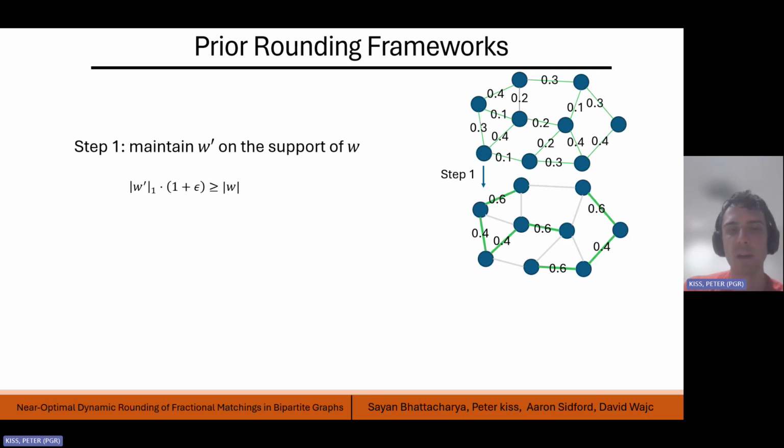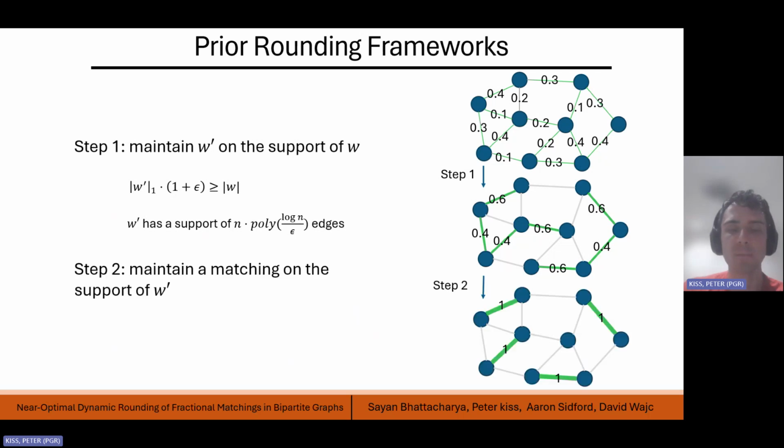Such that this sparsifier fractional matching roughly had the same size as W, but it has a small number of edges, or it just has small maximum degree, something like polylog n over epsilon. And in step 2, completely ignoring the fractional structure of W', they use an integral matching algorithm on W' and maintain a large matching on the support of W'. Using standard algorithms from the literature, this can be done in Δ(W') over epsilon squared update time, where Δ(W') stands for the maximum degree of W'.